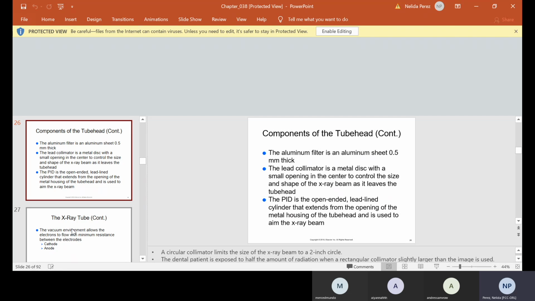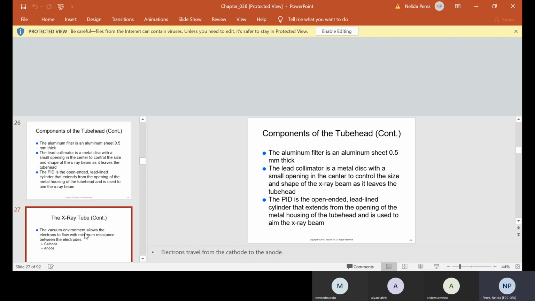Tomorrow, when you come back into lab, I want you to look inside the PID, position indicator device, and you're going to see the lead collimator in there. And the PID is the open-ended lead-lined cylinder that extends from the opening of the metal housing of the tube head, and is used to aim the x-ray beam. So again, you used the tube head yesterday, but now I want you to know a little bit about it.